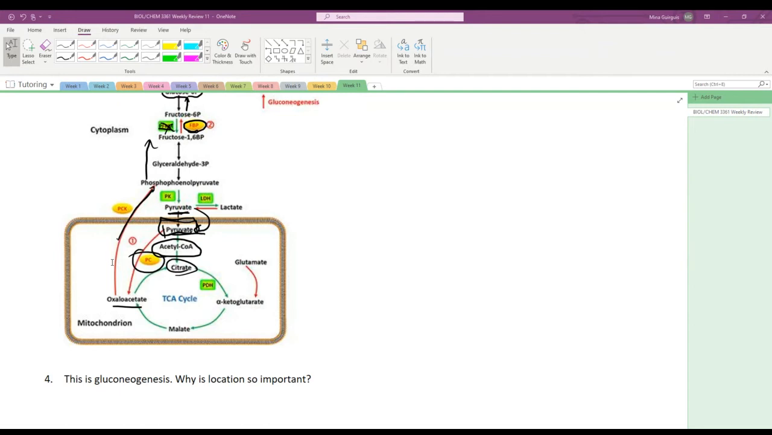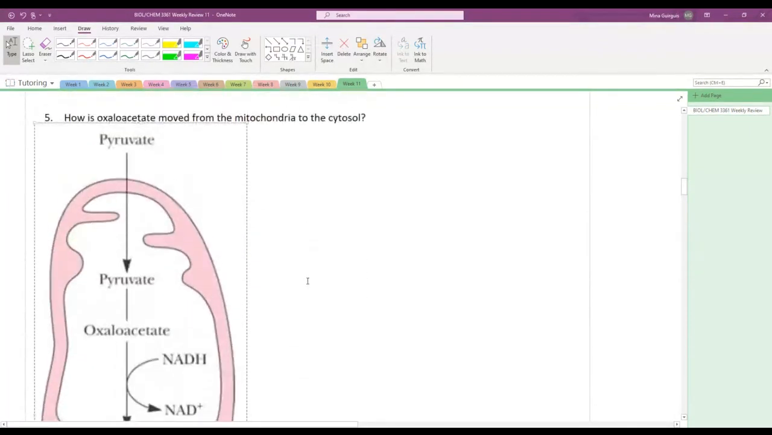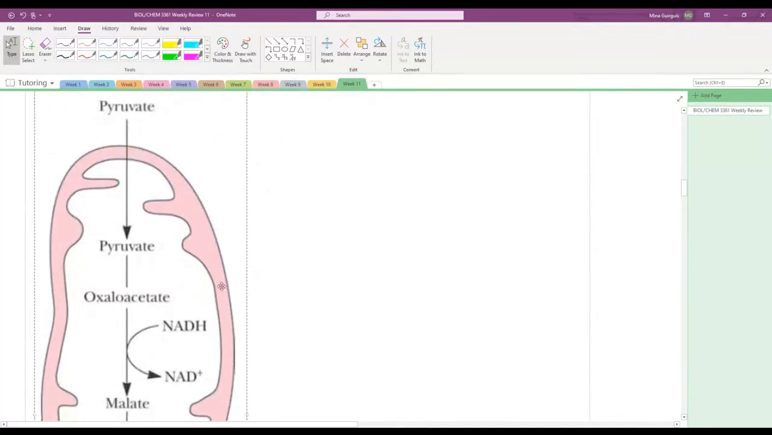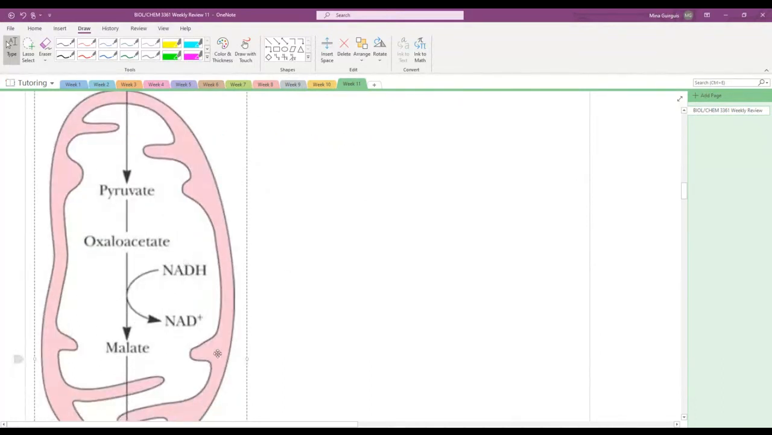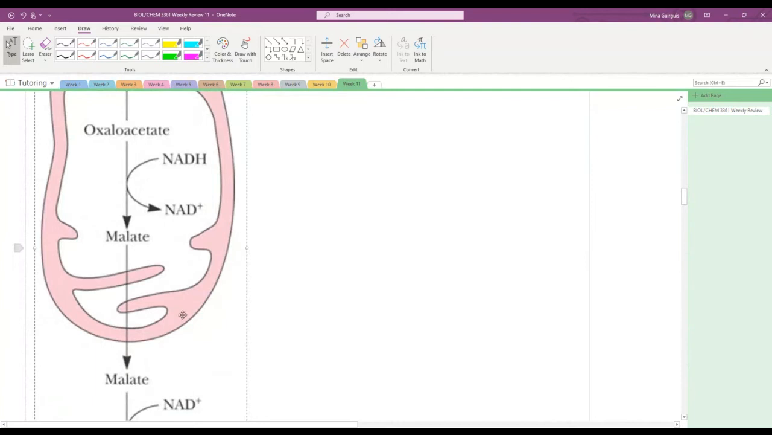Okay? That's one other really important reason for this compartmentalization, for this location factor. So now moving into number 5, I apologize for the confusion. How is oxaloacetate moved from the mitochondria to the cytosol? You don't just take oxaloacetate and let it leave the mitochondria. I believe it's something to do with the charge, if I remember correctly. Oxaloacetate can't leave. It can, however, be converted to malate, and then malate can leave.